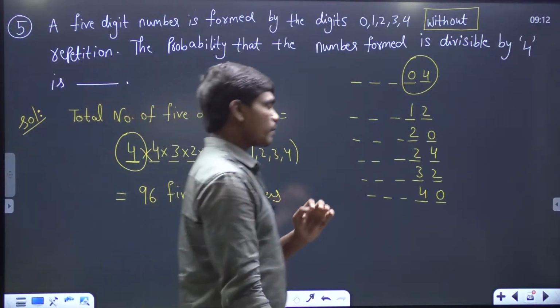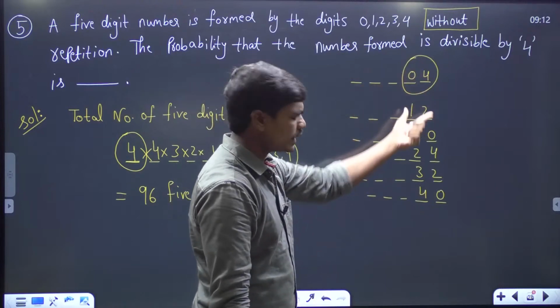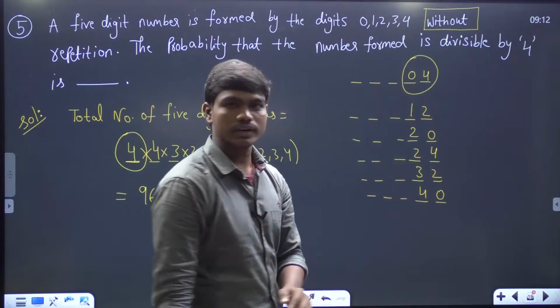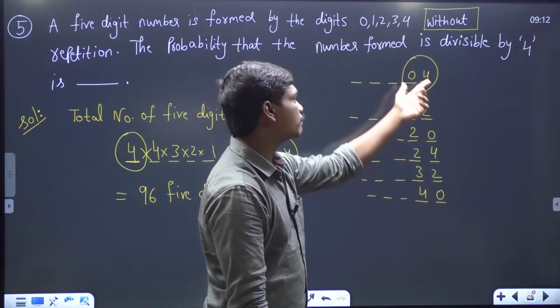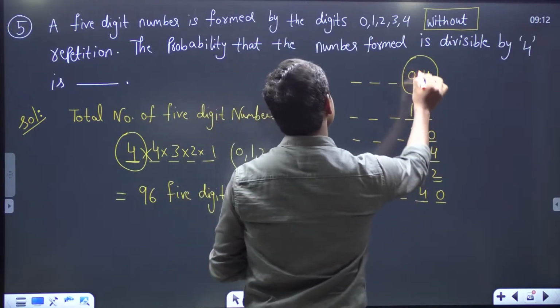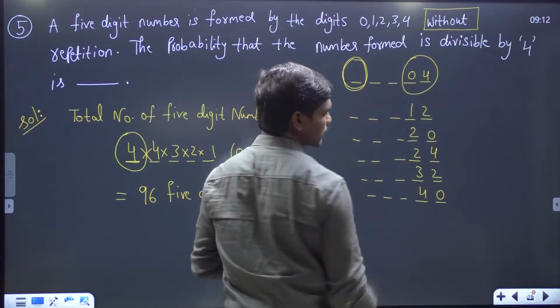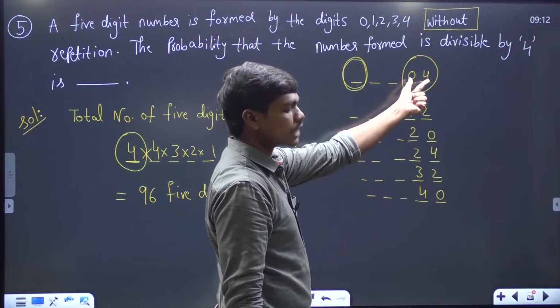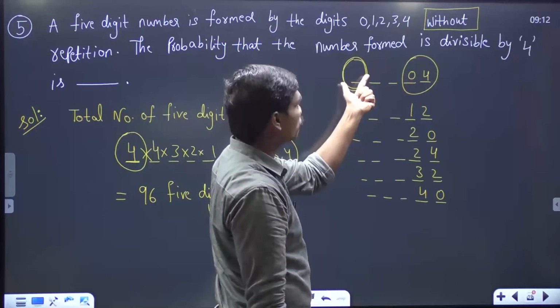So now, if I form a 5-digit number in which the last 2 digits are any of these choices, then definitely the number is divisible by 4, because a number is divisible by 4 if the last 2 digits are divisible by 4. So now 0 is already utilized here. So how many choices do I have to fill this place now? From the remaining 3 choices, 2 digits I have already used and fixed here. So please tell me how many choices I have to fill this place.